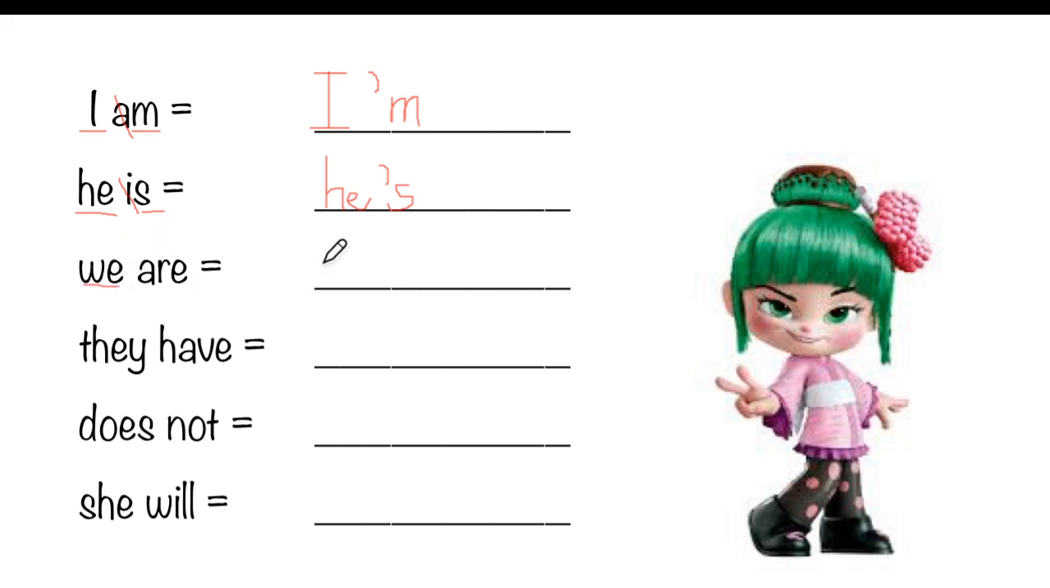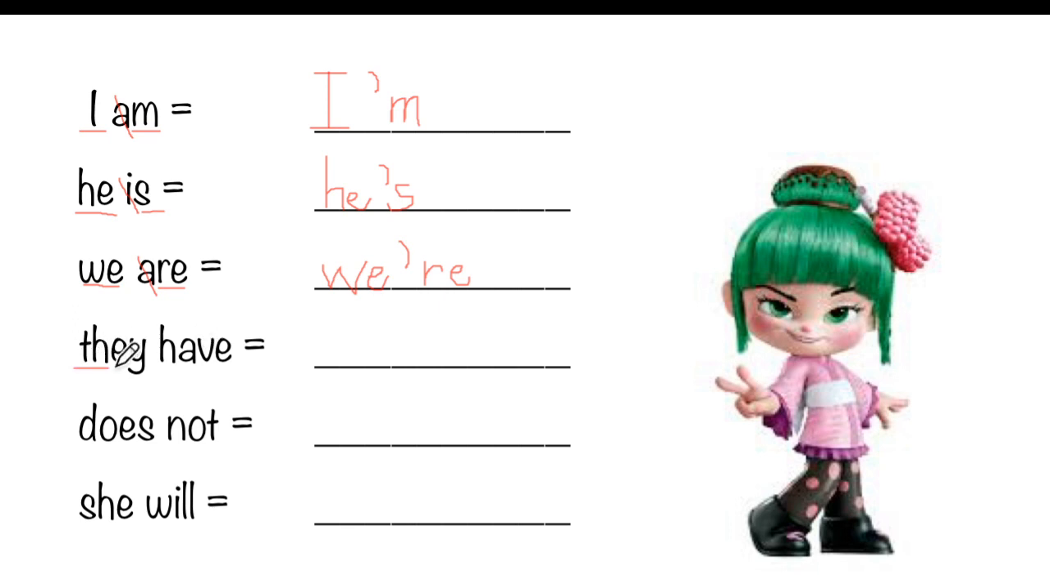We are. One more time. The first word we always copy in the contraction. The first word has no change. We take the letter away from are. Which letter do we take away? A, and replace it with an apostrophe. Copy what is left, R and E. We're.